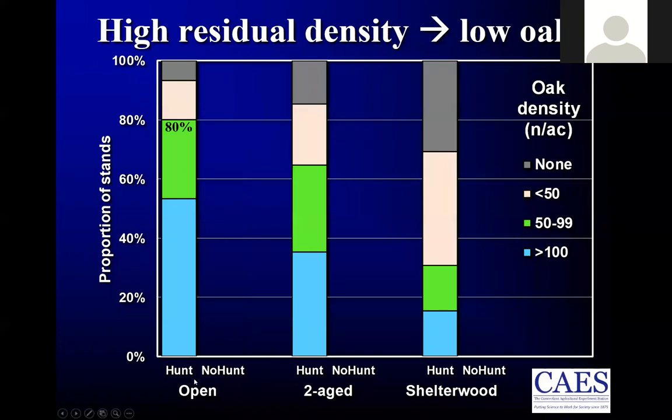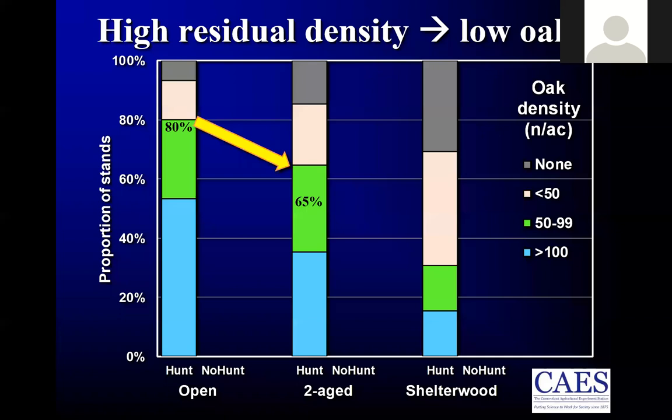Now, let's look at just areas that are hunted. So we're going to go from the left, areas that were open. So think of clear-cut areas, two-age stands and shelterwood stands. And two-age stands are where you've got pockets out there, with 25 to 50 square feet of residual basal area. It's become popular. It looks aesthetically nice out there. On public lands, they've done it for aesthetics. On private lands, they also do it for aesthetics.